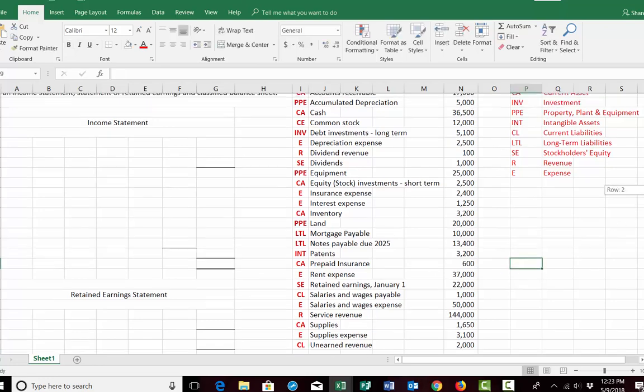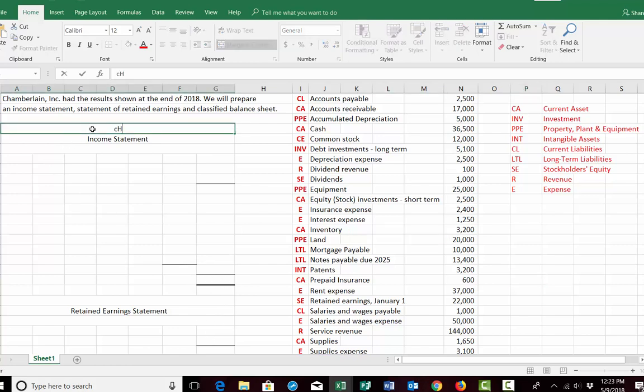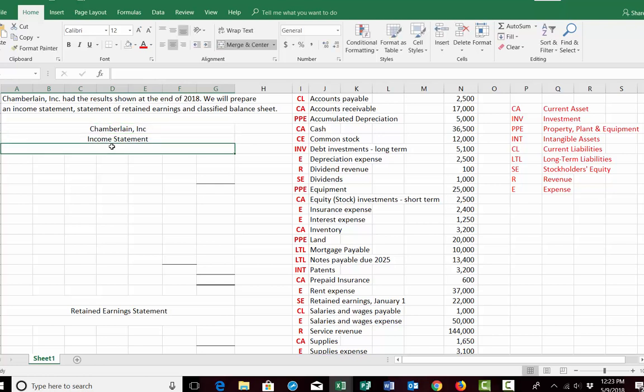Remember, the first statement we always have to prepare is the income statement, because the numbers from there go into the retained earnings statement. We need our net income for that. So we're going to put the name of the company, and we're also going to put the date. This is an income statement for the year ended December 31st, 2018.